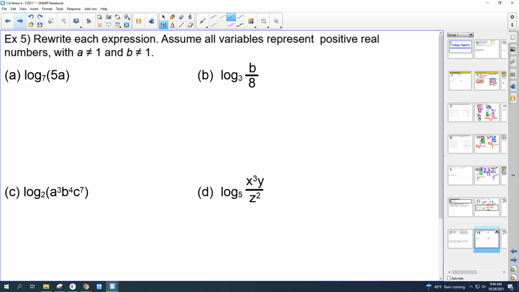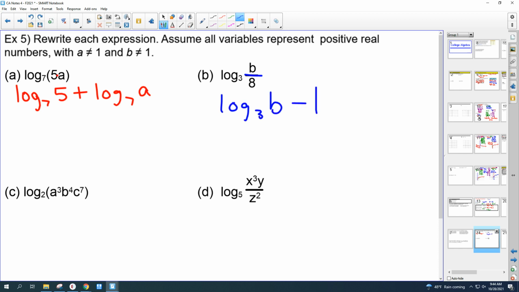Number 5 says rewrite each expression. They're wanting us to use those properties, okay? So rewrite each expression. Notice you've got a product right there. We're going to use the product property. So we can actually split that up. Log base 7 of 5 plus log base 7 of a. Make sure you leave the base 7 on there. If you don't put the base 7 on there, it is wrong. So then part B, see how that's division? We're going to use the quotient property. And the quotient property says this is going to be log base 3 of b minus log base 3 of 8.